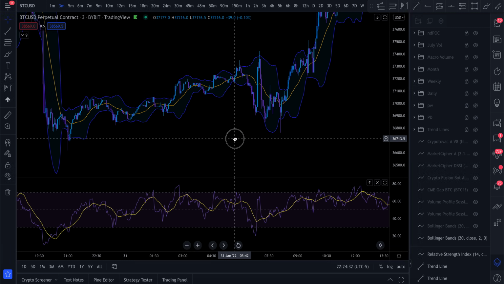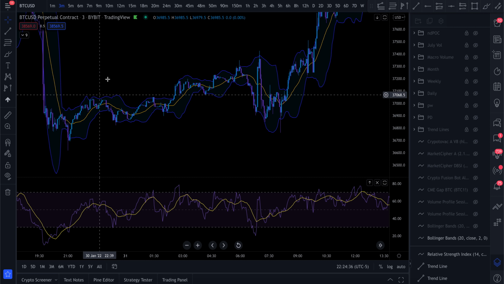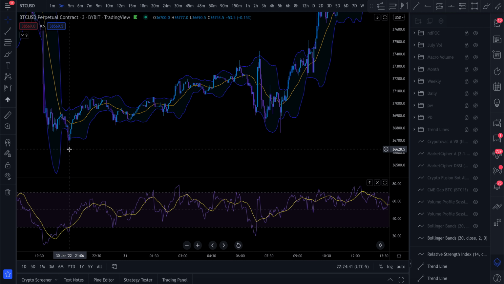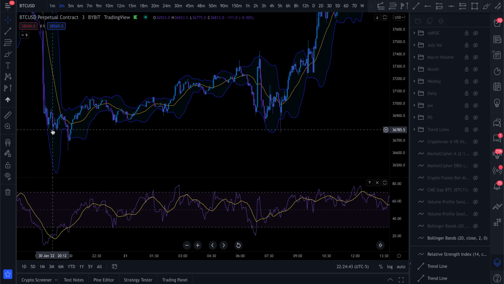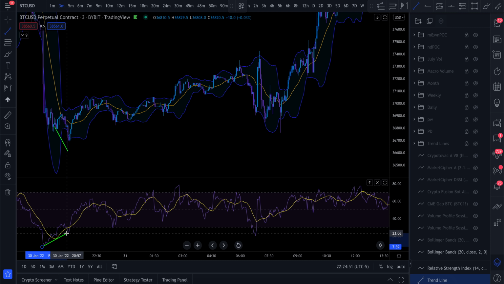So remember, we're looking for price to make a lower low or a higher high, and momentum to do the opposite. So I'm going to start over here, and we can see immediately that price makes a lower low, wicking below the Bollinger Band, and we can see that momentum is making a higher low on the RSI.